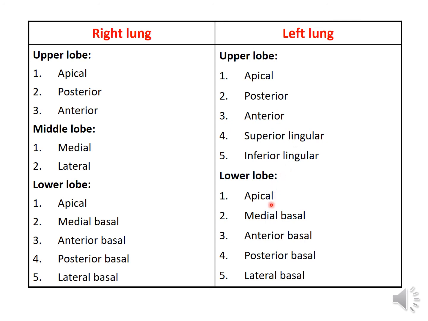The lower lobe consists of 5 segments. The names are exactly the same as the names of the lower lobe on the right. What are those? Apical segment, medial basal segment, anterior basal segment, posterior basal segment and lateral basal segment. So it is important to know the names of the segments in each lobe of the right lung and left lung.